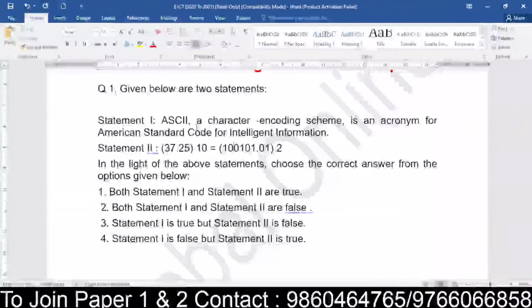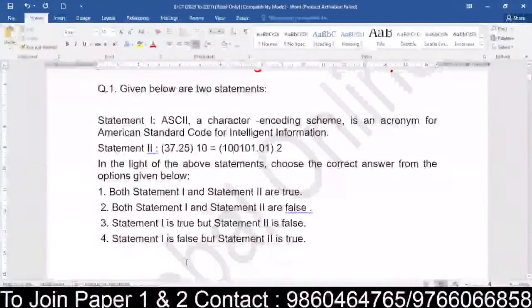It is conversion of decimal to binary. That's what it is talking about. So when we convert decimal to binary, what does it indicate? Let's see question number one, everyone. The first question is about the acronyms. The second is the conversion of decimal to binary. When we look at question number one, it indicates that statement one is false.